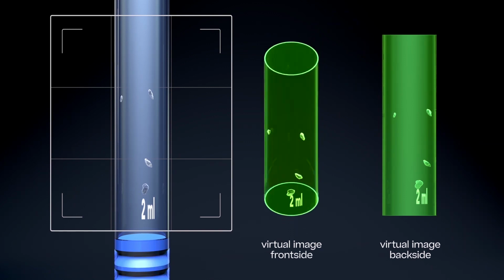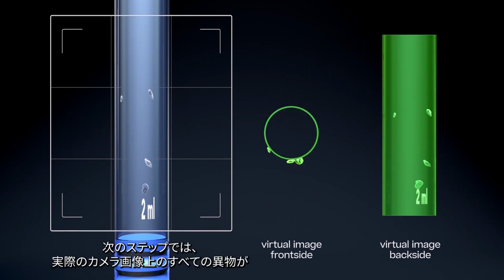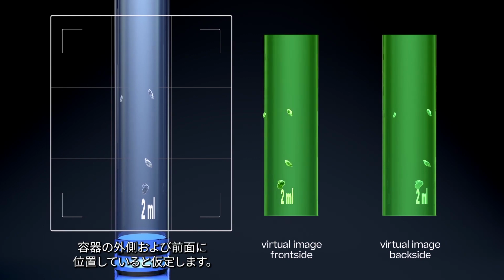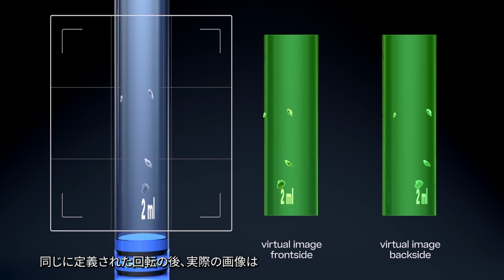At the next stage, it is assumed that all particles on the real camera image are located outside and on the front surface of the container. After the same defined rotation, the actual image would now look like the second generated image.